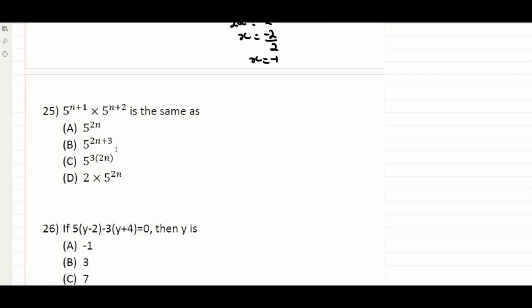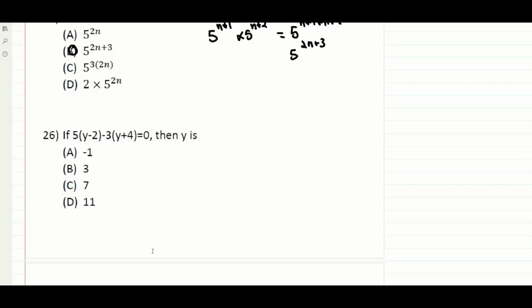Right, this one is something that is repeated several times. That is B, or 5 to the power of 2n plus 3. Bases are the same, so I'm adding my powers. 5 to the power n plus 1 by 5 to the power of n plus 2 would be 5 to the power of n plus 1 plus n plus 2, which is 5 to the power of 2n plus 3. Right, this one is the next one which is repeated.